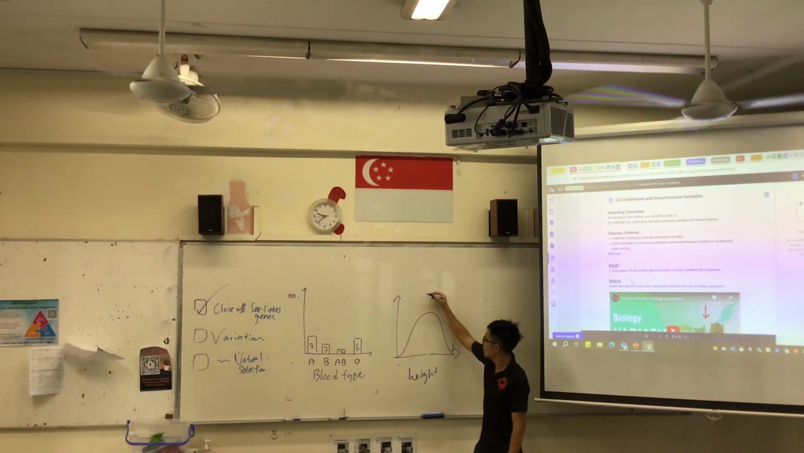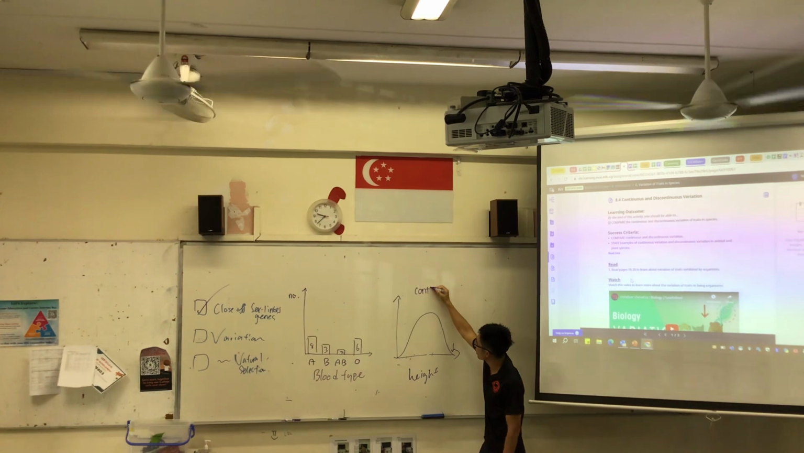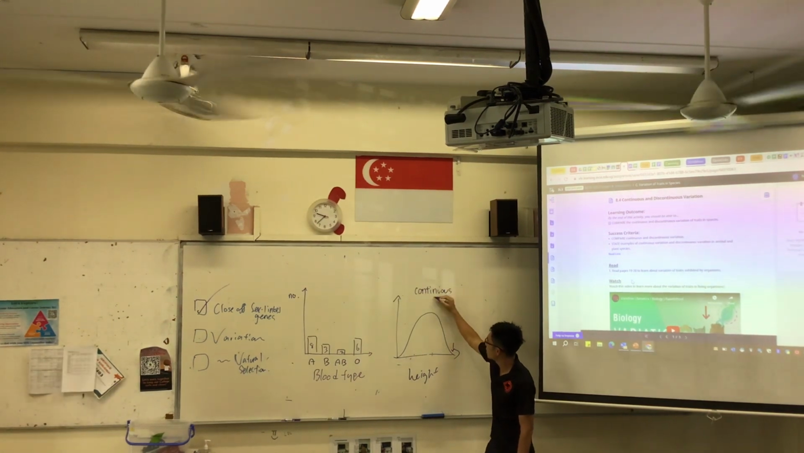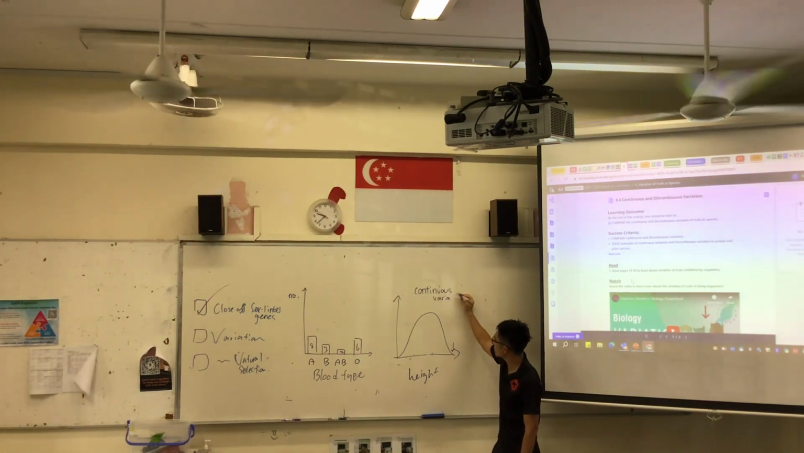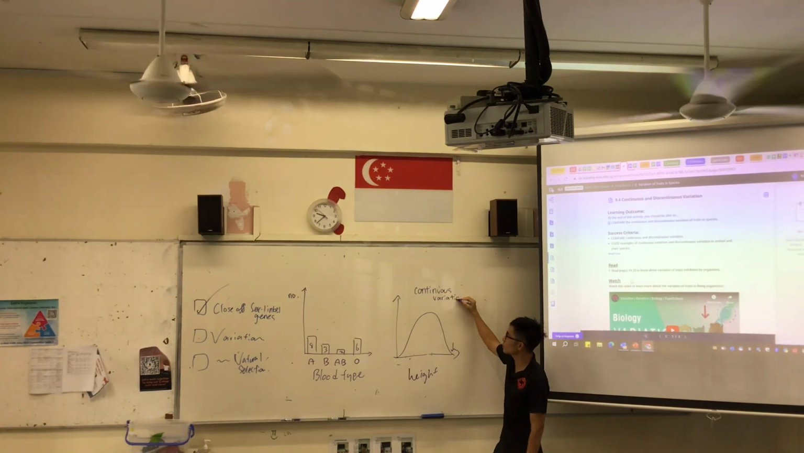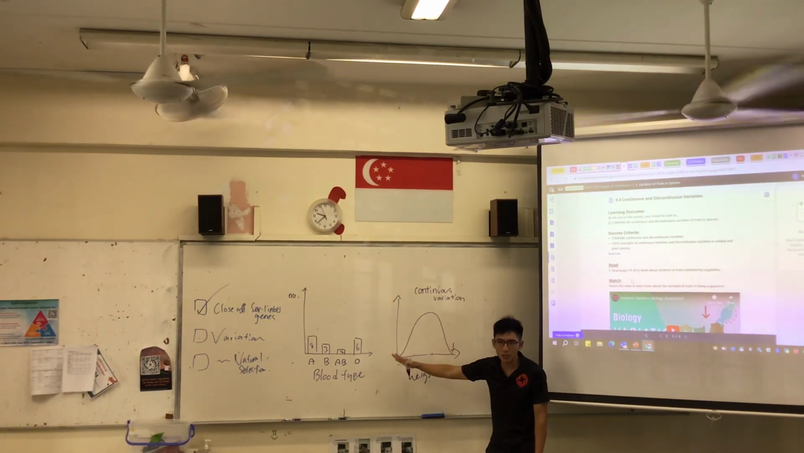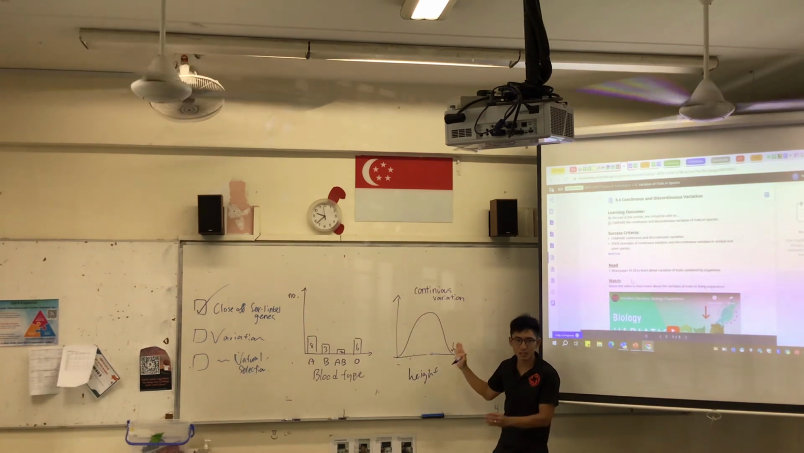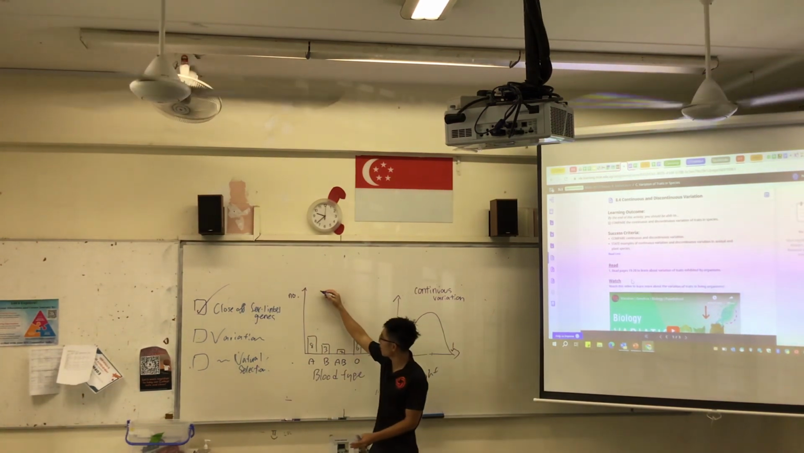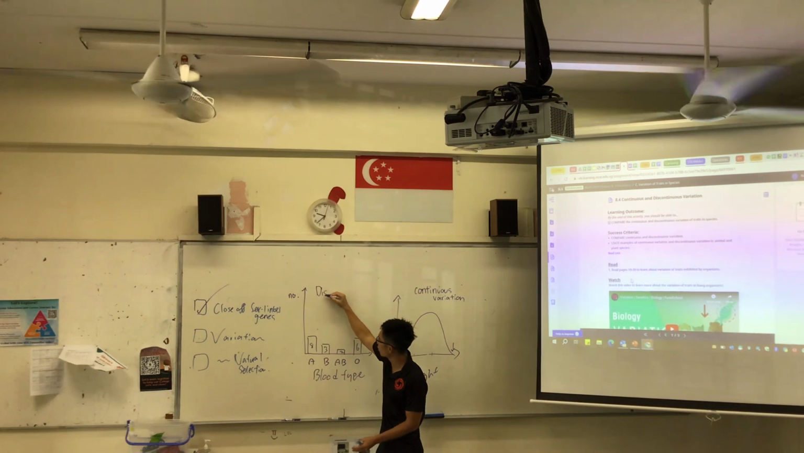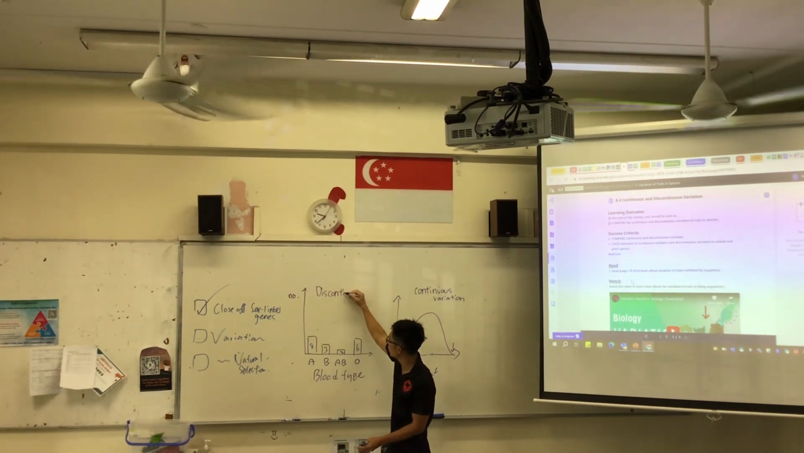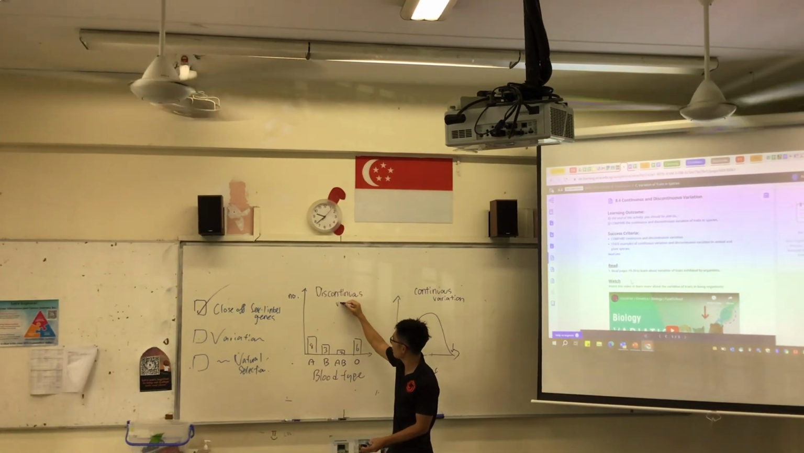We fall in this range, but a lot of us will fall in this part of the region. We call such forms of variation continuous variation, because we find that this trait varies continuously. There is no distinct category. Instead, if I were to flip to the other side, this is what I will call discontinuous variation.